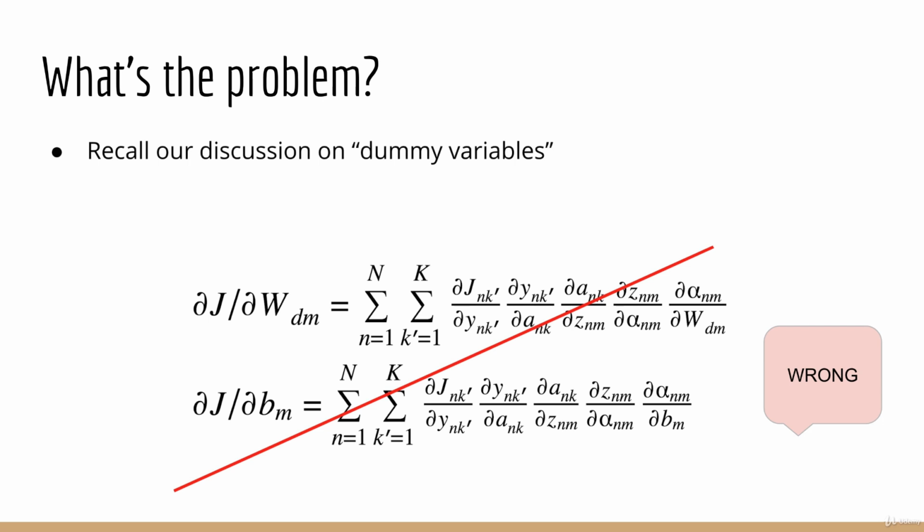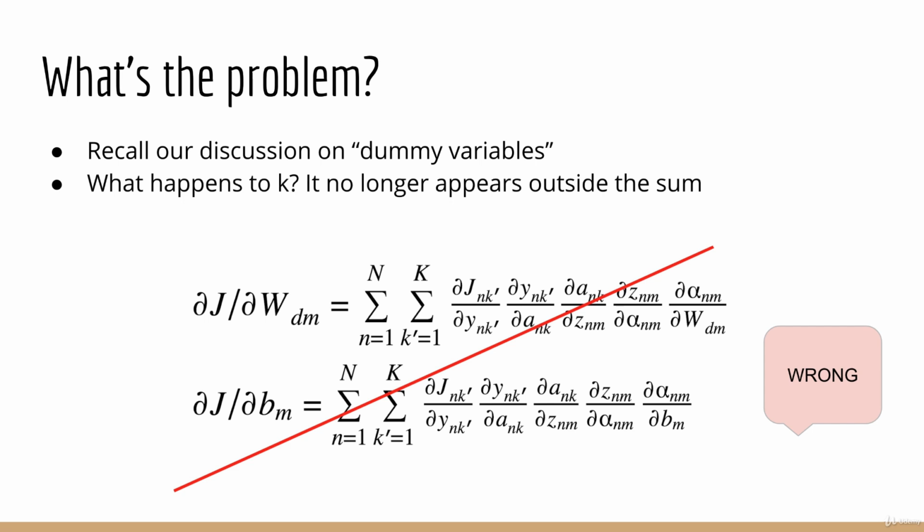The problem with this is, what happens to k? K appears on the inside, but it doesn't appear on the outside anymore. If you recall, k appeared on the outside for the weights V and C because those were actually indexed by k. But now we have a k on the right-hand side and no k on the left-hand side. To answer this question, we have to take a little detour and talk about the law of total derivatives.